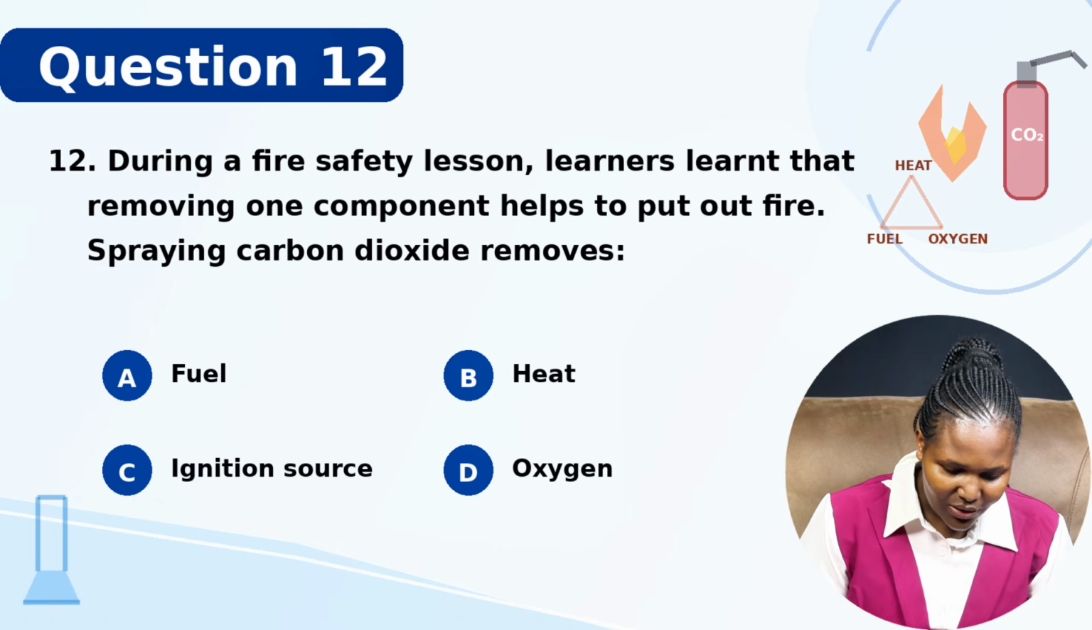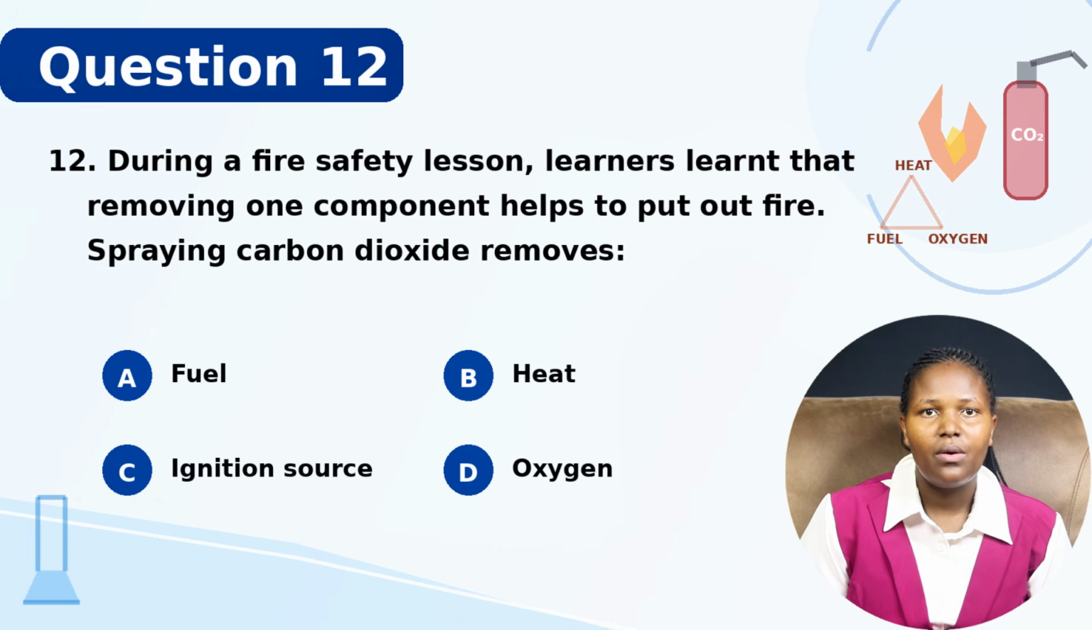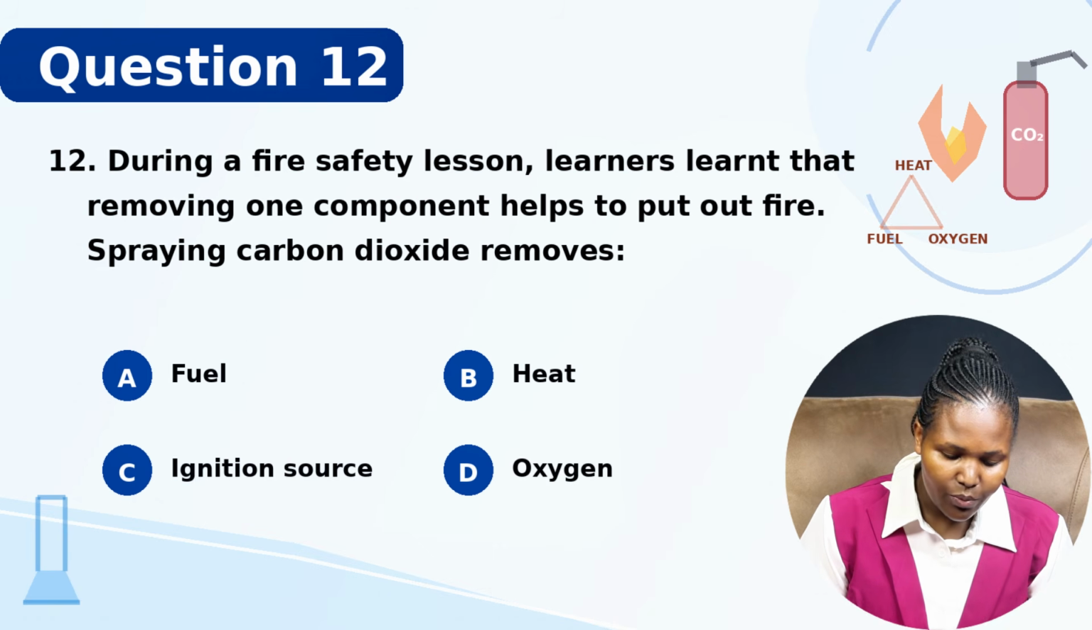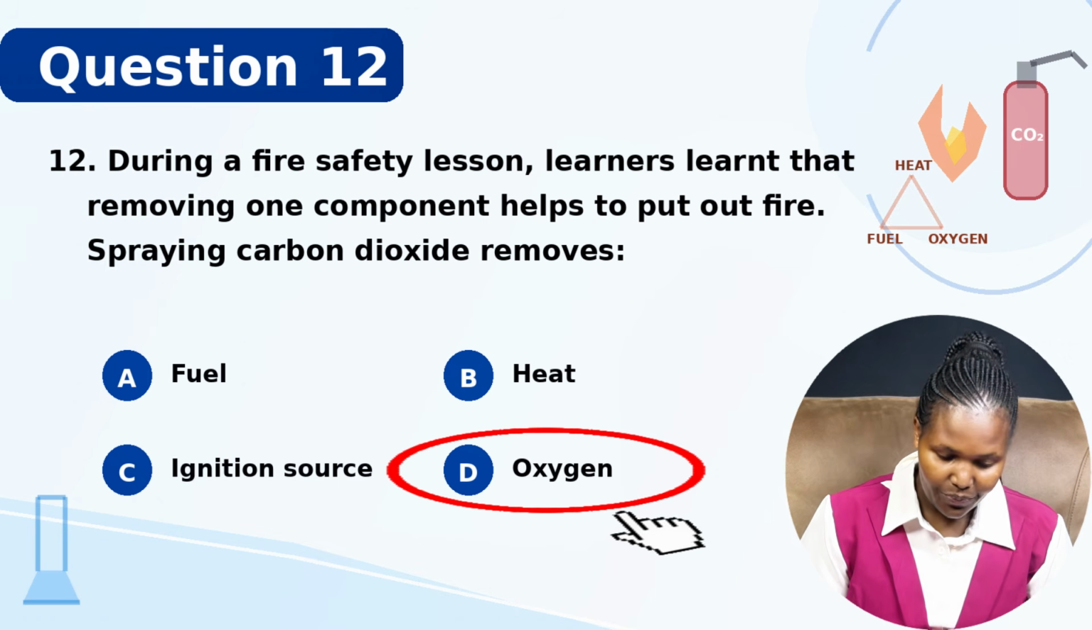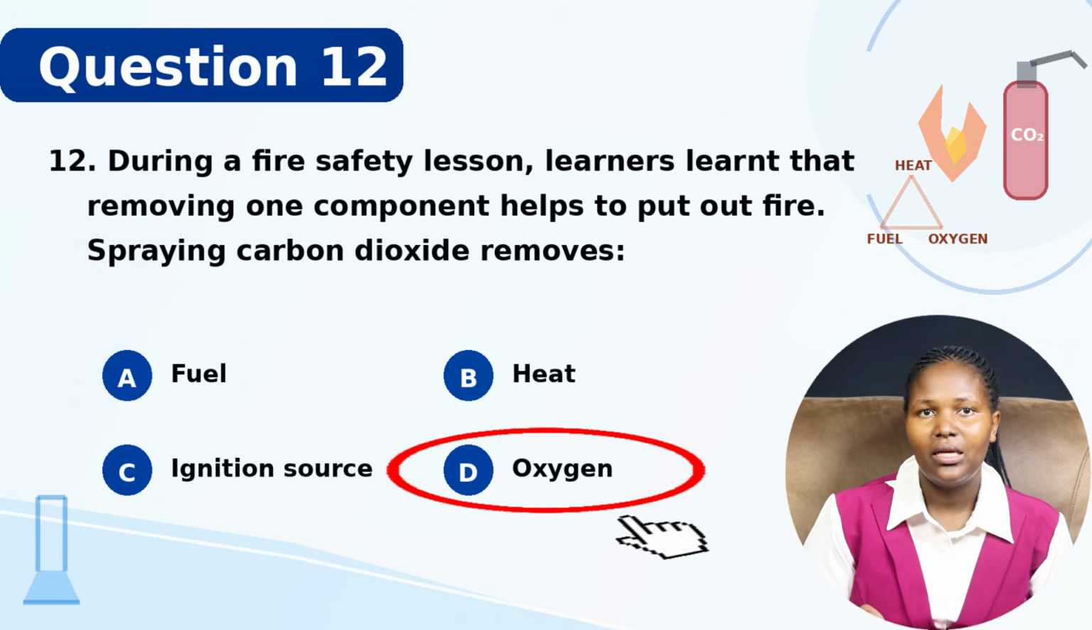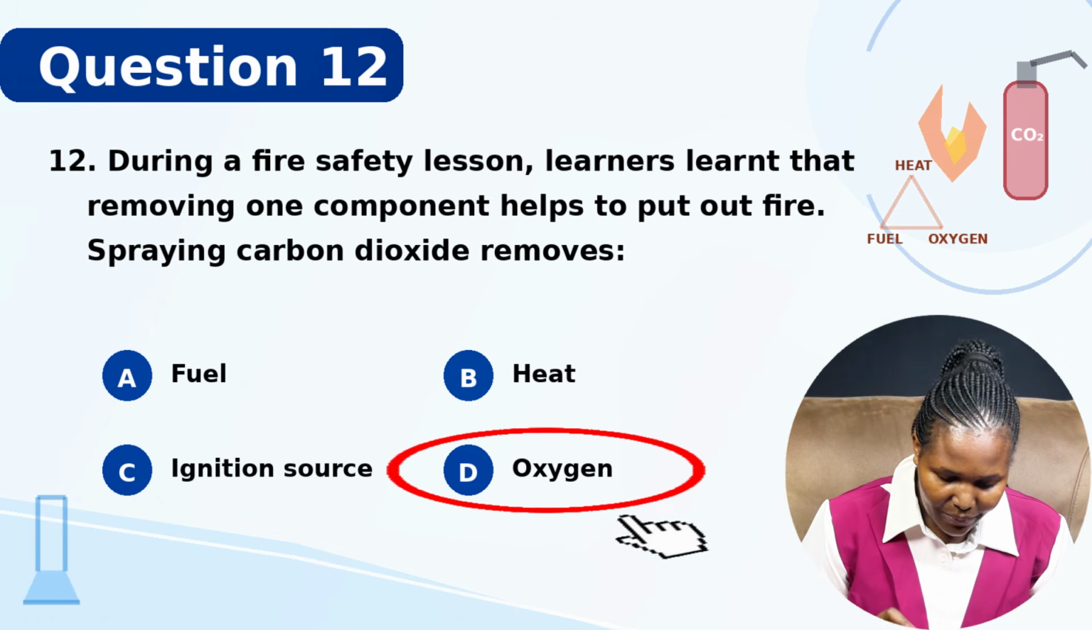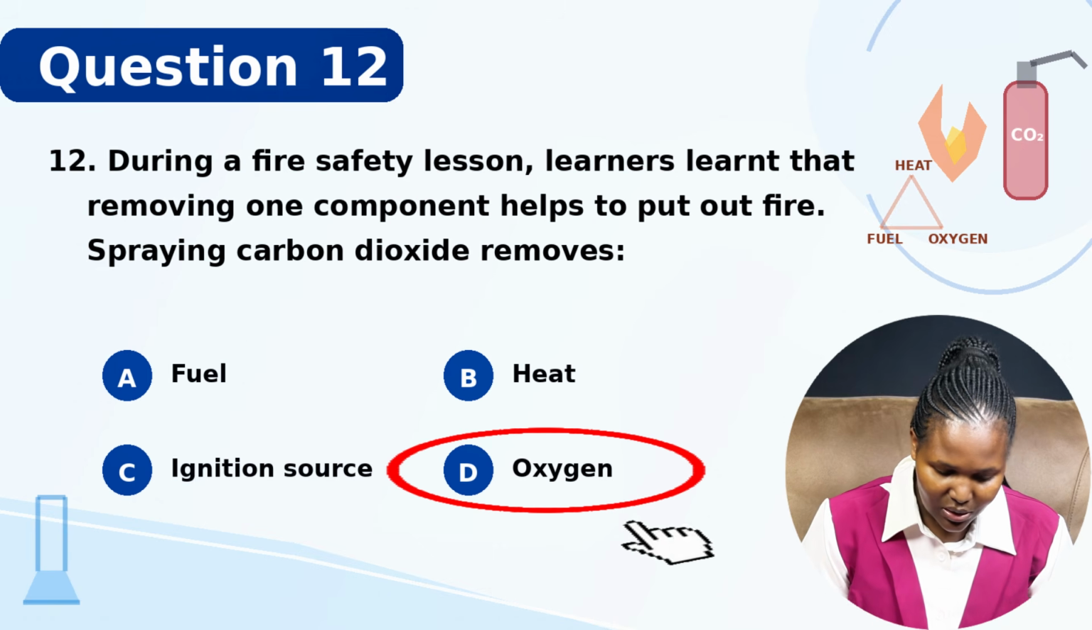During a fire safety lesson, learners learned that removing one component helps to put out fire. Spraying carbon dioxide removes... Oh, so for this question, they are trying to spray carbon dioxide. Why is carbon dioxide sprayed around fire? First of all, it is sprayed to reduce oxygen supply. That is why we use carbon dioxide. You see, so here definitely the correct option for question 12 is the oxygen.